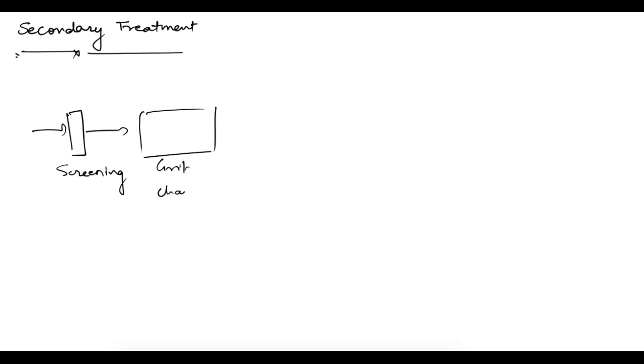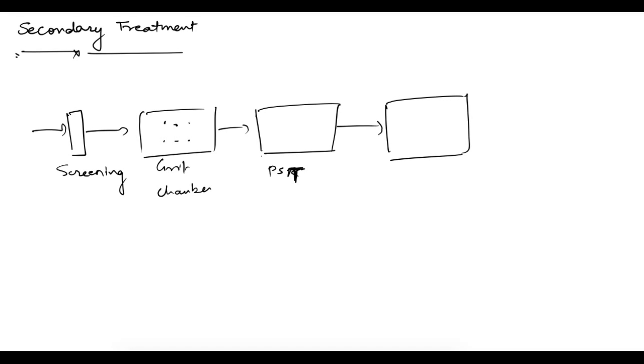Grit chamber is provided so that settleable inorganic impurities can be removed, such as sand particles, grit, glass, and all such particles which have much higher specific gravity than organic matter. Then the next step would be providing a primary sedimentation tank. This will remove the settleable organic matter, and then we move for the secondary treatment. So there are various methods which can be adopted as secondary treatment.